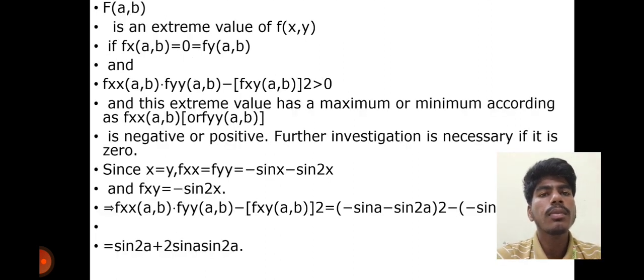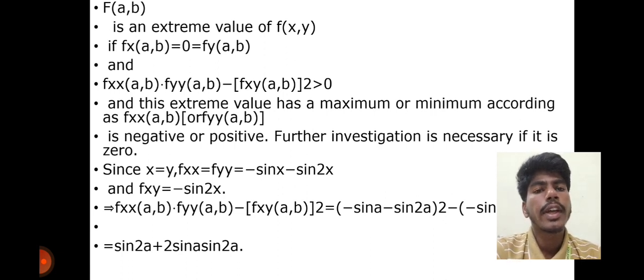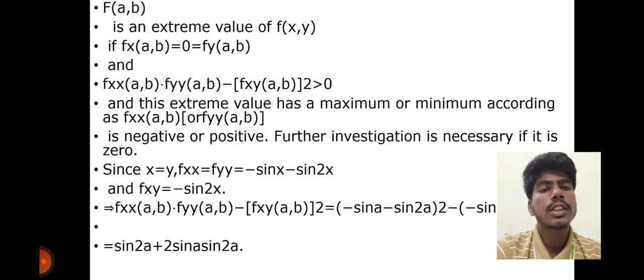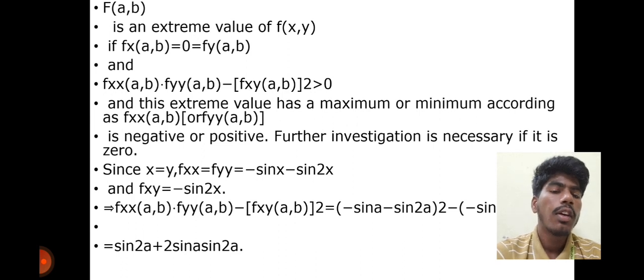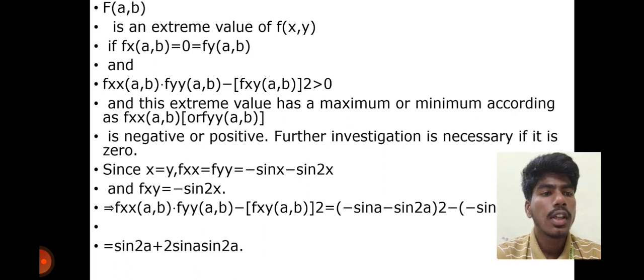Now f(a, b) is an extreme value of f(x, y) if f_x(a, b) equals 0, f_y(a, b) equals 0, and f_xx(a, b) times f_yy(a, b) minus f_xy(a, b) squared is greater than 0. If the value of that expression is greater than 0, this extreme value is a maximum or minimum according as f_xx(a, b) or f_yy(a, b) is negative or positive.